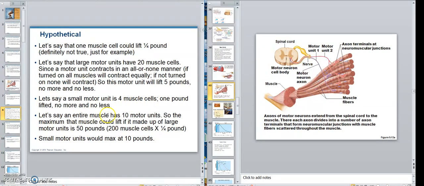Let's say an entire muscle has 10 motor units. So the maximum that muscle could lift, if it is made up of large motor units, is 50 pounds. Small motor units would have maxed out at 10 pounds. Okay, let's go a little further.